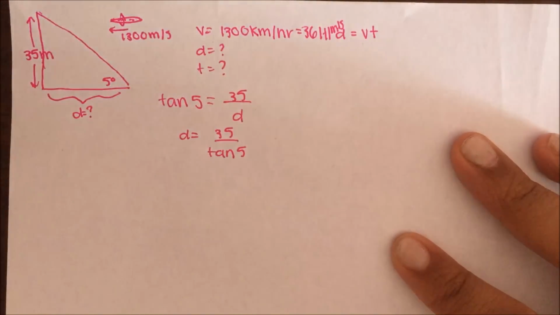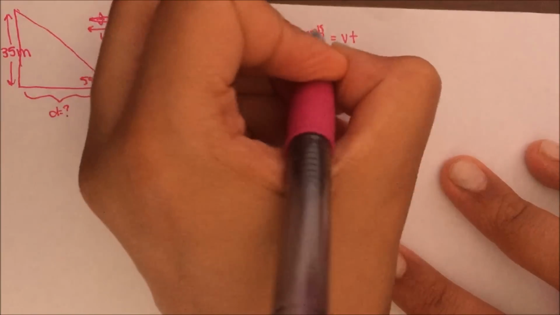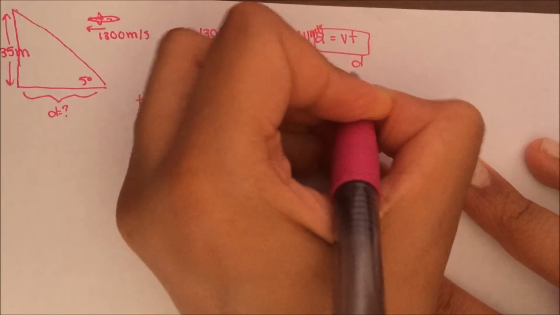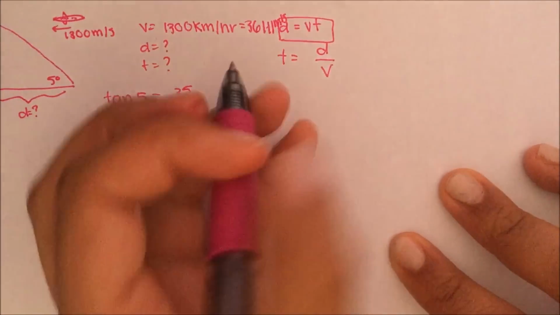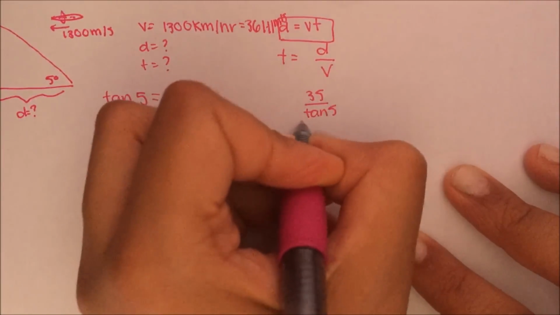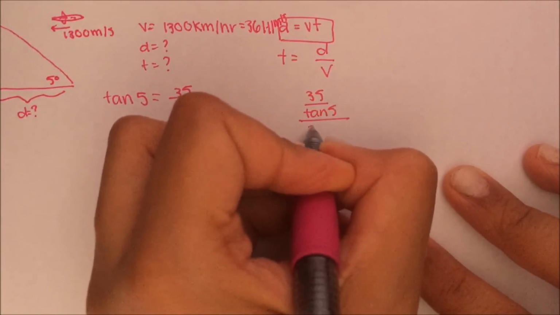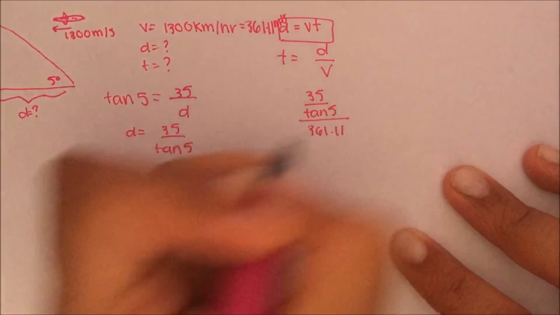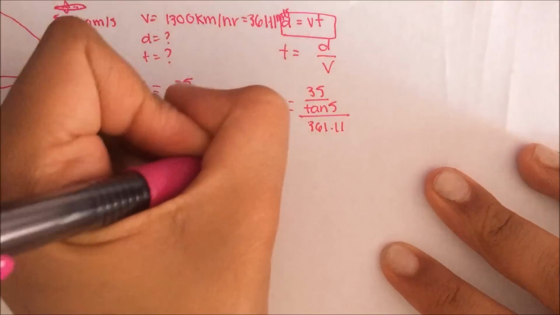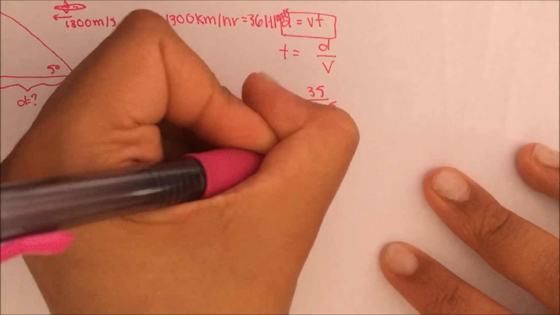And so based off that, coming back to this equation right here, the time is what we're trying to solve for. It is going to be the distance over the velocity. So the distance we established is 35 divided by the tangent of 5, divided by the velocity of 361.11, and so that's going to be the time. That gives us a time of 1.11 seconds.